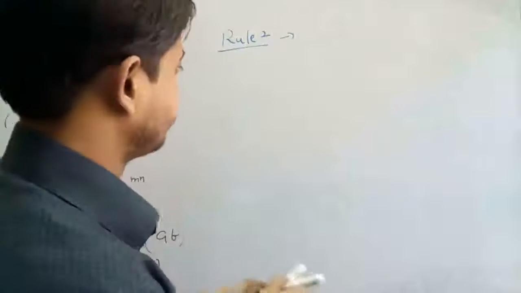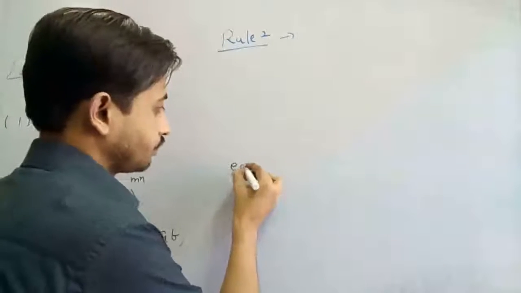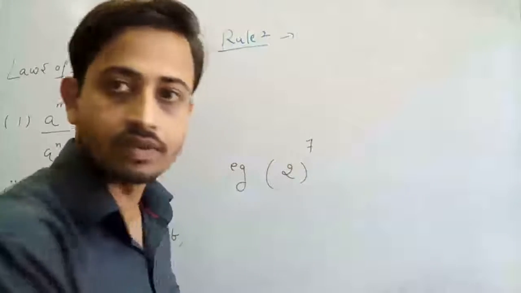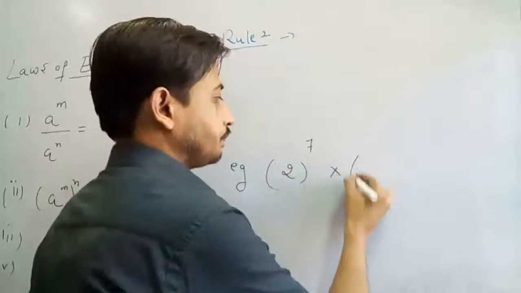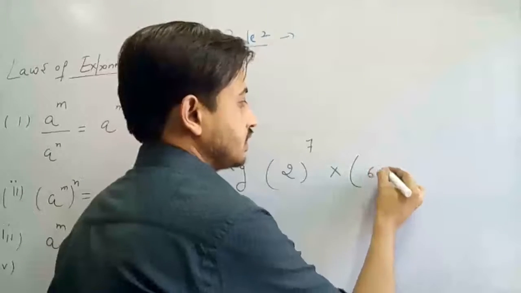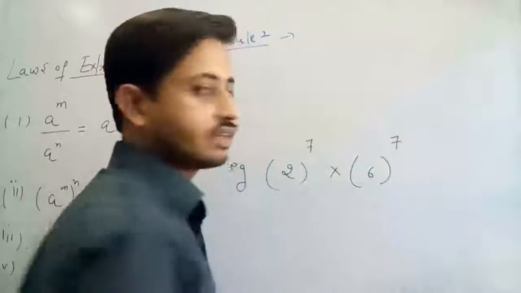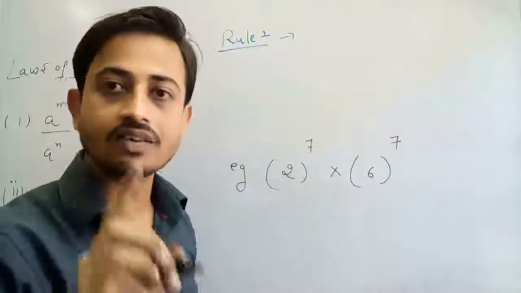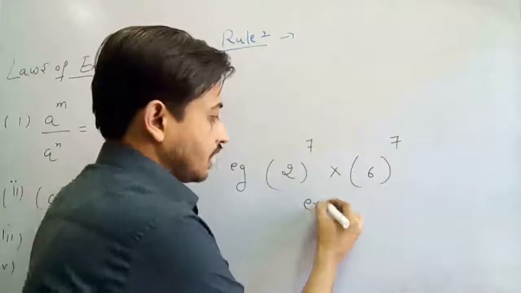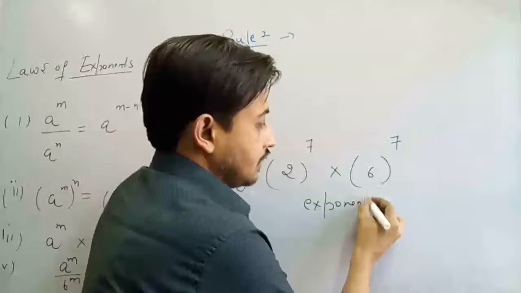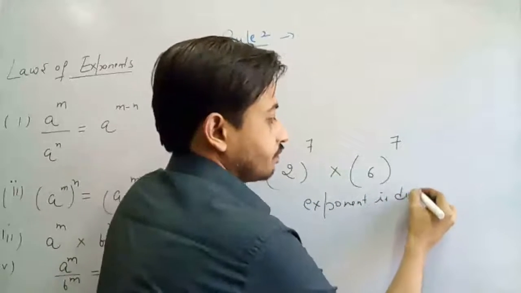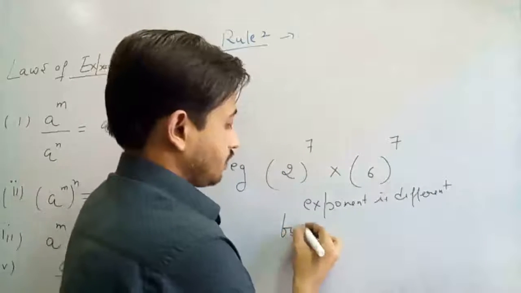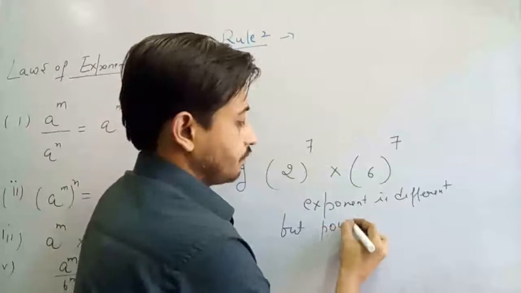In this, if the exponent is different but the power is same, then what will be the result? For example, I am taking 2 raised to the power 7 multiply 6 raised to the power 7. In this, the exponent is different but the power is same.